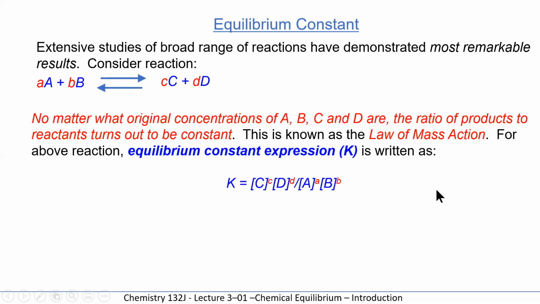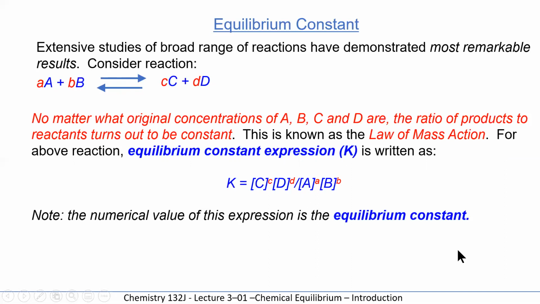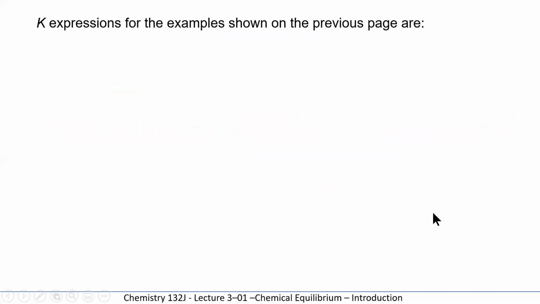This is known as the law of mass action. So we can establish that an equilibrium constant K is really the forward reaction over the reverse reaction. So recall your equations from reaction kinetics. In this case, equilibrium constant K is the concentration of C to the power c times the concentration of D to the power d, divided by the concentration of A to the power a times the concentration of B to the power b. So this numerical expression is, again, the equilibrium constant.